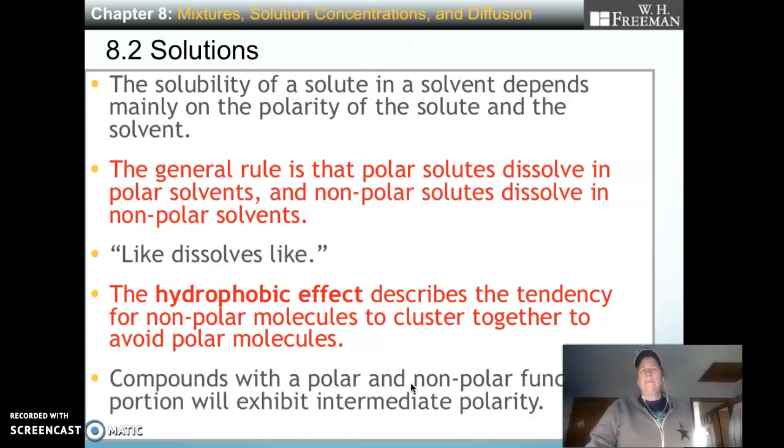Okay? So compounds with polar and nonpolar, they won't mix together. If you put a polar with an ionic, they'll mix. If you put a polar with a polar, they'll mix. But if you put a nonpolar and polar, they won't mix. And that's the like dissolves like thing.